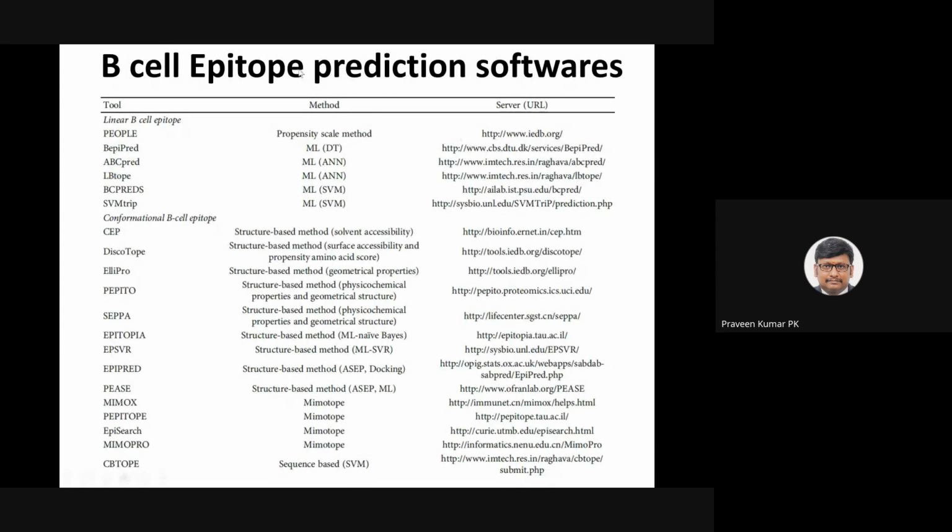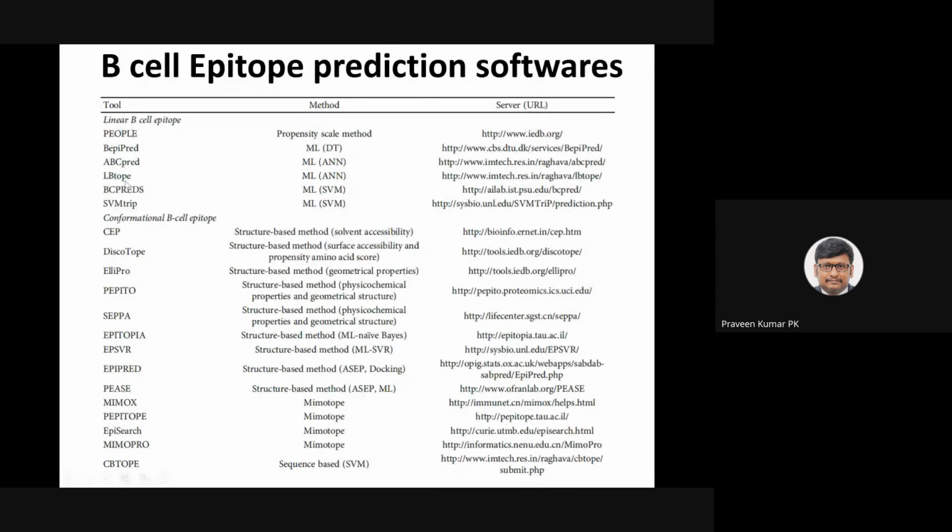And now, if you see this slide, this is about B cell epitope prediction software. Not only do we have software in IEDB, but we also have other kinds of web resources to work on B cell epitope prediction. What are they? If you see, other than ElliPro and DiscoTope, we have CEP, Pepito, SEPPA, Epitopia, EPSVR, EPIPRED, PEASE, Memo. So there are so many conformational B cell epitope tools available on the internet.